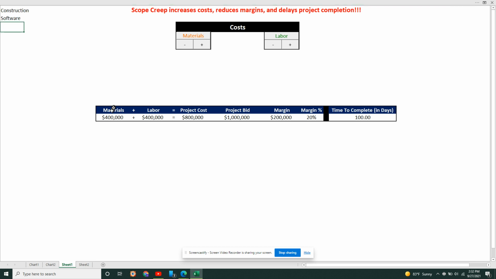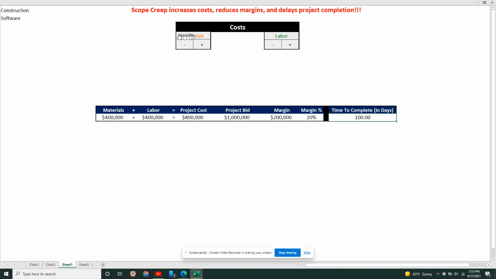And what we're going to do here is imagine that in this project, we have materials that we've bid out or projected would cost us $400,000, labor $400,000, and our projected project cost is $800,000 in total. We want to make some money, so we bid the project at $1 million. That leaves us a profit margin of $200,000 or 20%. And our time to complete this project, we're estimating, is going to take us 100 business days.